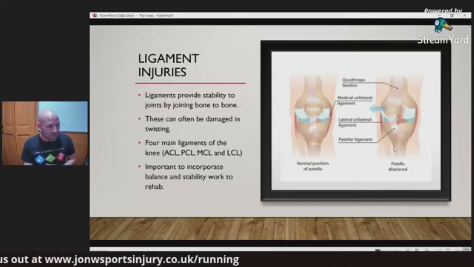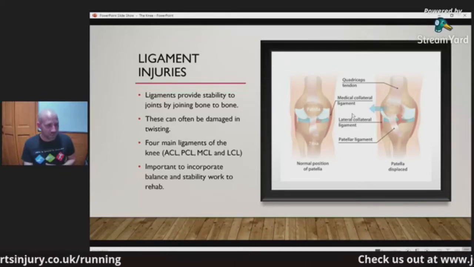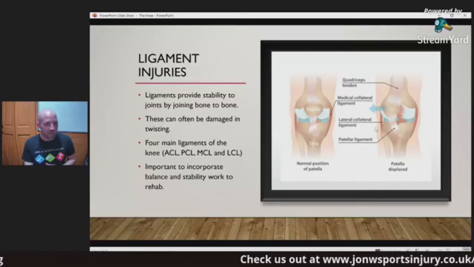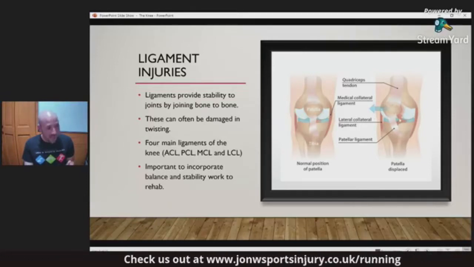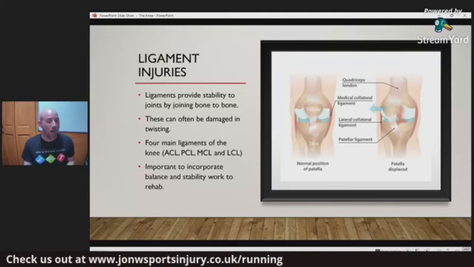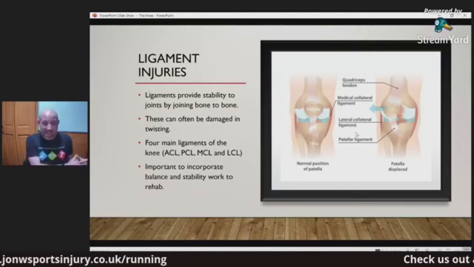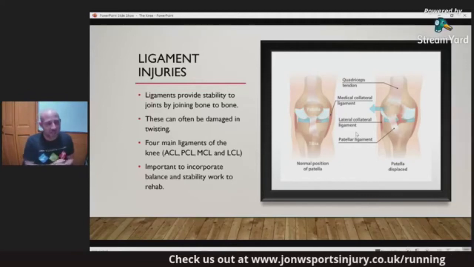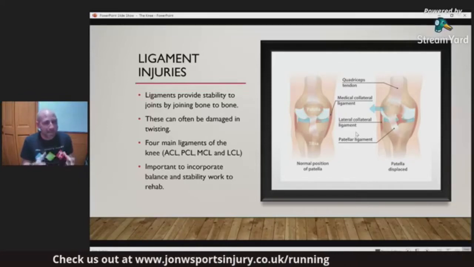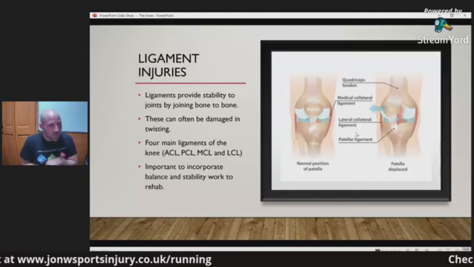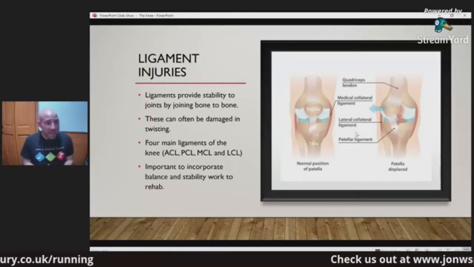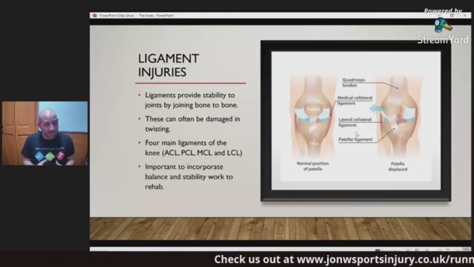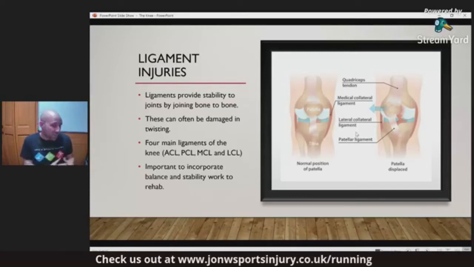We also have what we term the collateral ligaments. The collateral ligaments are the ligaments on the side, and we have a medial collateral ligament and a lateral collateral ligament. Medial just means the inside and lateral means the outside. So if you've had ligament pain on the inside of your knee, that's likely to be a medial collateral ligament injury.